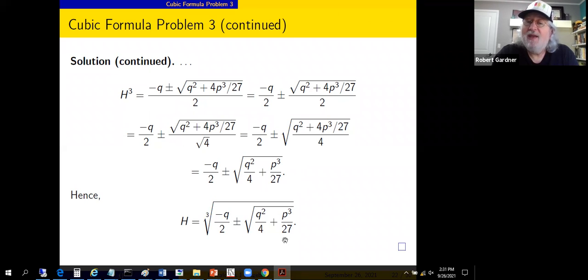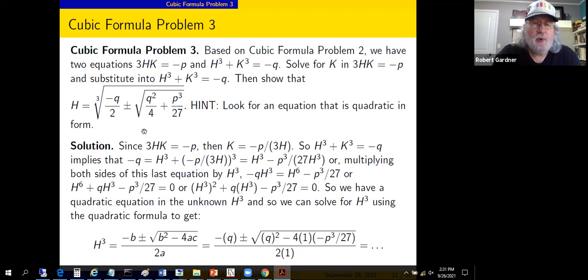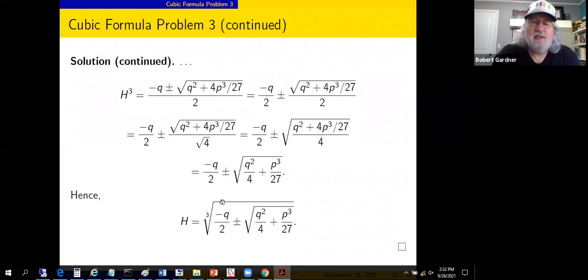So we found h. Somewhere in here, we want to find x. But we've got x in terms of h and k, I think it was. Let's look at the statement of this one more time. We were to show h is the cube root of negative q over 2 plus or minus this stuff. And that's exactly what we've got. Cube root of negative q over 2 plus or minus. This is the stuff.